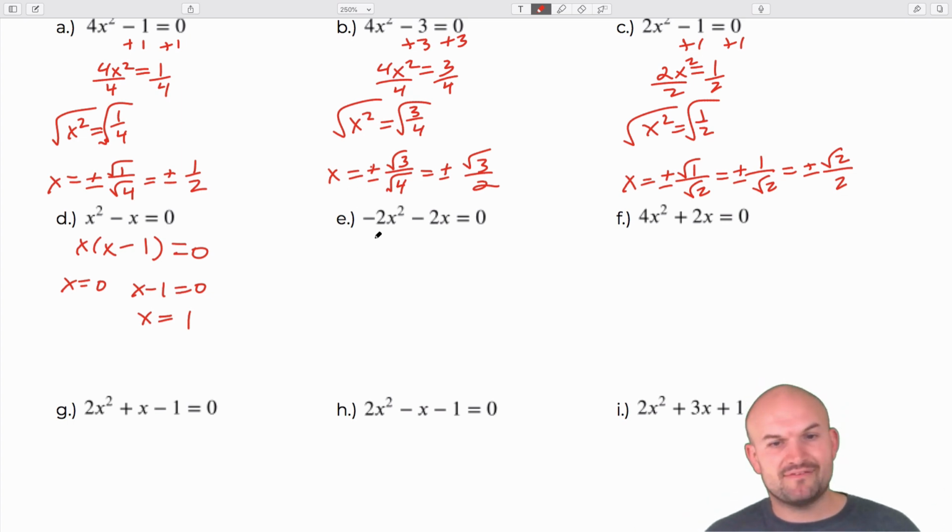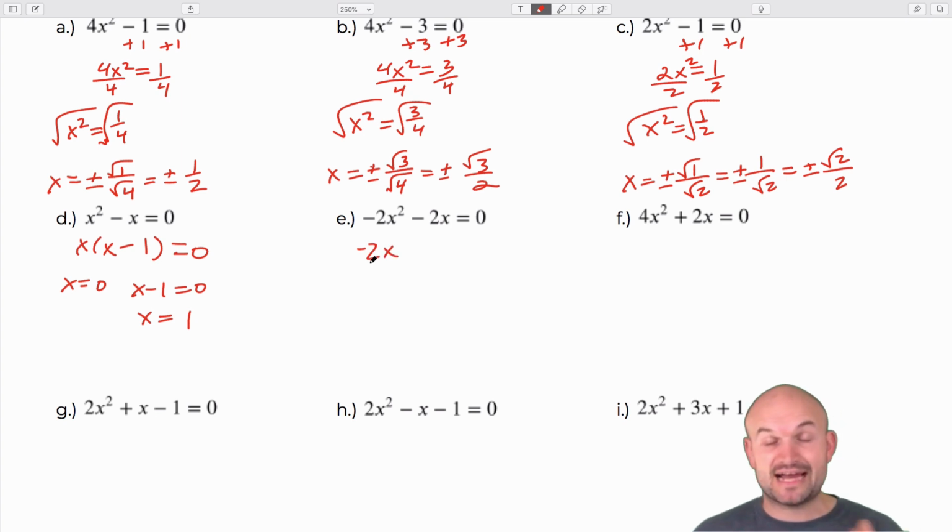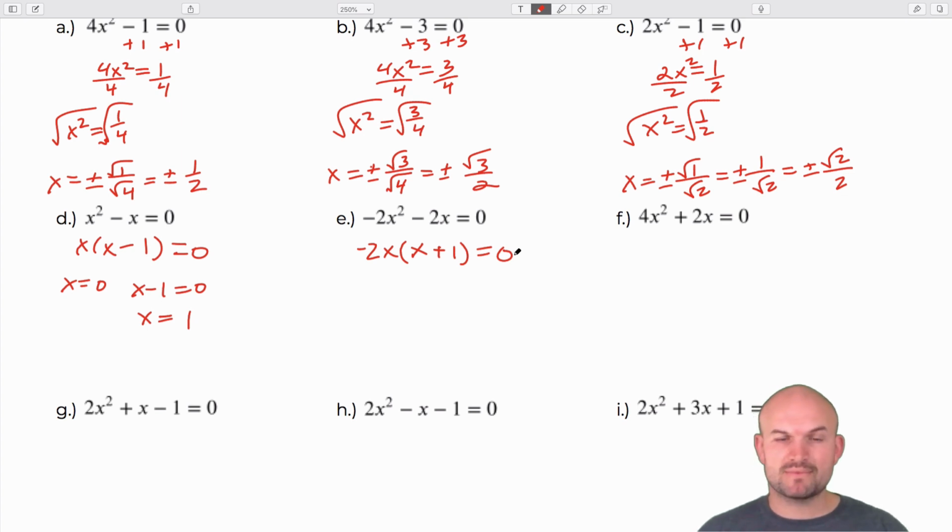In the next example, I have a negative 2x squared minus 2x. So again, I'm going to factor out a negative 2x. So now not only do they have an x in common, but also a negative 2. So by factoring out a negative 2x, that's going to leave me with x plus 1 equals 0. Now, it's very important. I just know I made a little mistake, right? But I immediately checked my work. And what I did was I multiplied the negative 2x times x, okay? And negative 2x times positive 1 is going to give me negative 2x. So again, you can always check your work on factoring by actually just multiplying everything out.